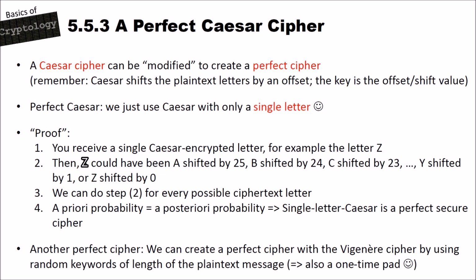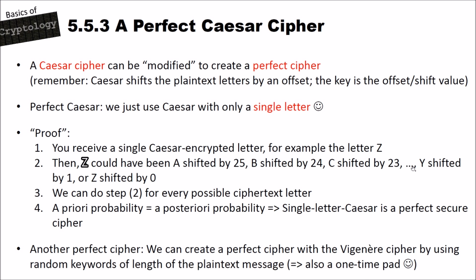And here's a proof that the Caesar cipher is a perfect cipher. So we assume that we received a single Caesar encrypted letter, for example, the letter Z. And now, what could be the plaintext for the letter Z? It could have been an A shifted by 25. So if you shift the A 25 times, then you get the letter Z. When you shift B 24 times, you get the Z. When you shift C 23 times, you get the Z, and so on and so on.